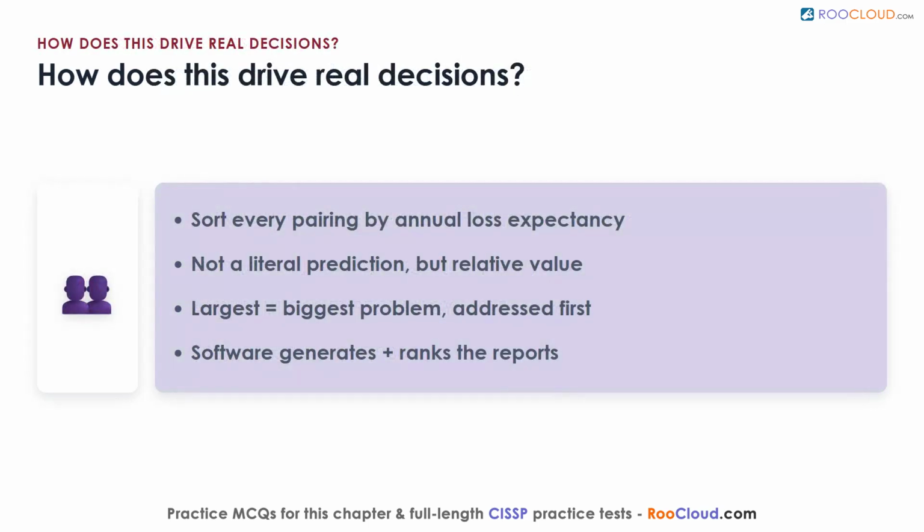How does all this drive real decisions? By ranking your risks in dollars. Once you have an annual loss expectancy for every asset threat pairing, you sort them from largest to smallest. The number is not a literal prediction of loss, but it has real relative value. The largest annual loss expectancy is your biggest problem and the first risk you address in response. Software tools make this practical, generating asset inventories, applying rates, and producing standardized reports. Picture a spreadsheet of risks sorting itself top to bottom, telling you exactly where to start.